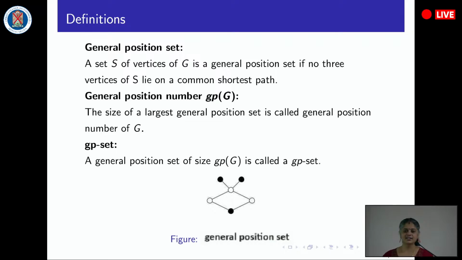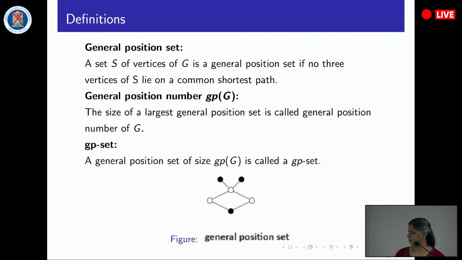So you can see that from this graph I have taken 3 black points. There is only one shortest path connecting these 2 points, it is clear. And from this vertex to this vertex I have 2 shortest paths, one through the left side and the other through the right side. Both paths are clear. So this is an example of a general position set, and this is maximal in the sense that if you try to add any one more vertex to the collection, you can see that at least one shortest path is blocked. But the general position number is not 3.